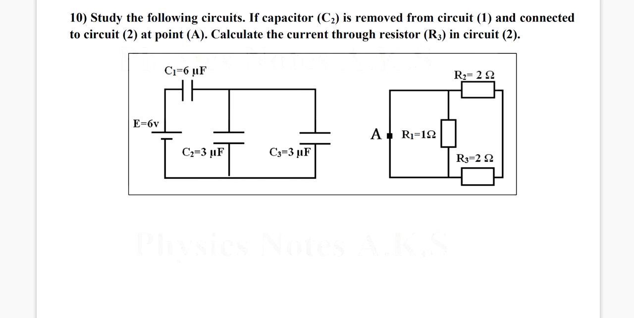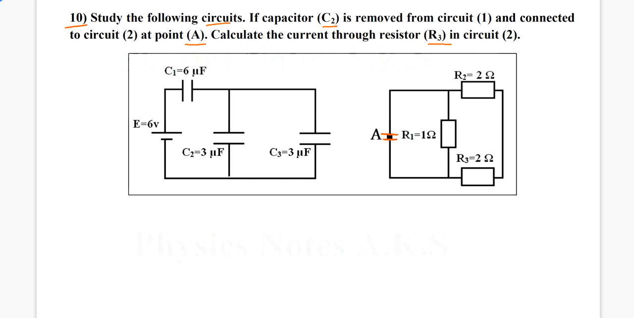We have question 10. It's an interesting question actually. It says, study the following circuits. If capacitor C2 is removed from circuit 1 and connected in circuit 2 at point A, calculate the current through resistor R2 in the second circuit. So basically I'm going to bring C2 and put it right here.